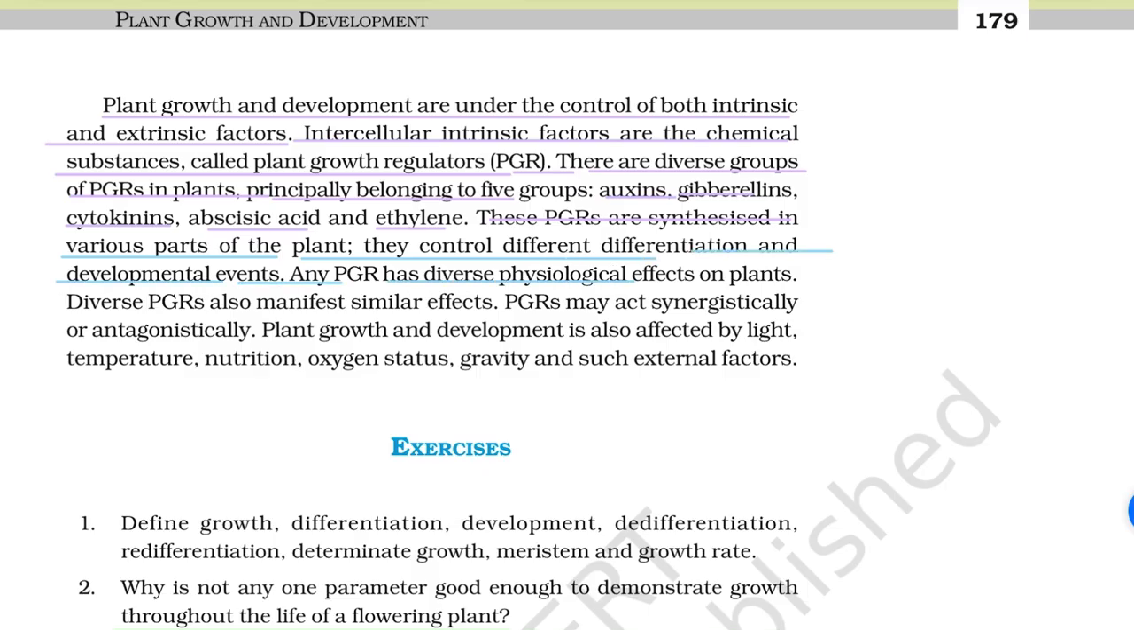Any PGR has diverse physiological effects on plants. Diverse PGRs also manifest similar effects. PGRs may act synergistically and antagonistically. Plant growth and development is also affected by light, temperature, nutrition, oxygen status, gravity, and such external factors. So the chapter is finished.